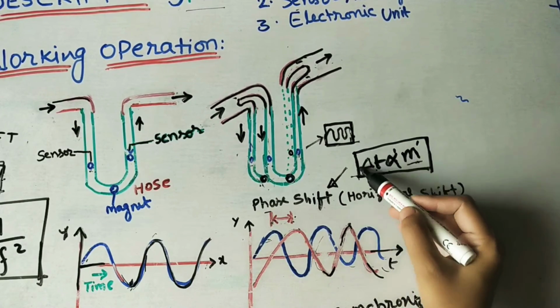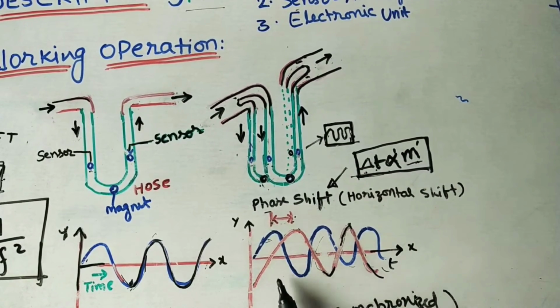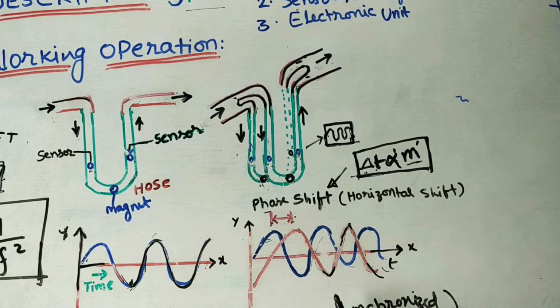So we can see the delta t value on the display board. Here we are calling both signals non-synchronized. They are not coinciding, the input signal and output signal. These are the non-synchronized waves. So this is the main working operation of this flow meter.